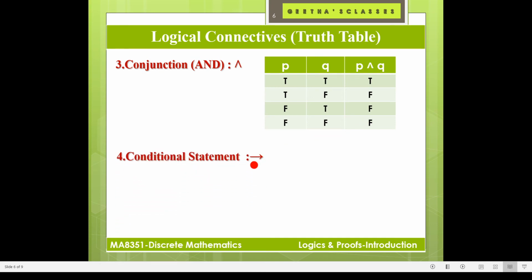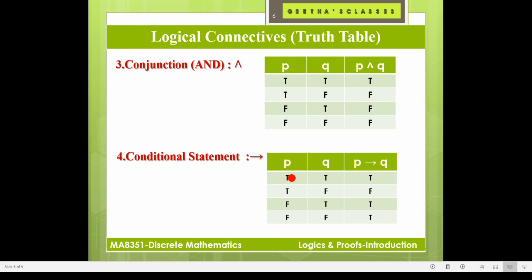Next one is conditional statement, that is implies, right? So this is conditional statement. Again we are taking the same propositions P and Q. True, true, true, false, false, true, false, false. So here we have taken P implies Q, true, true is true. Only thing is true implies false. True implies false means you are getting false. For all the remaining terms you are getting true. Okay. That is conditional statement.